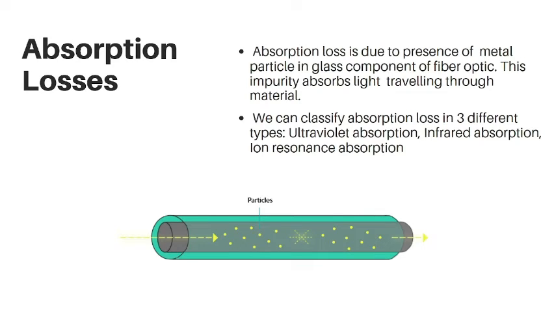And the third one is ion resonance. Ion resonance means that apart from the light ray, from the environment side or from the cladding side, any ion enters into the core, and the light ray or our input signal collides with this ion particle and gets absorbed in it. So because of that also we are not able to get proper data.